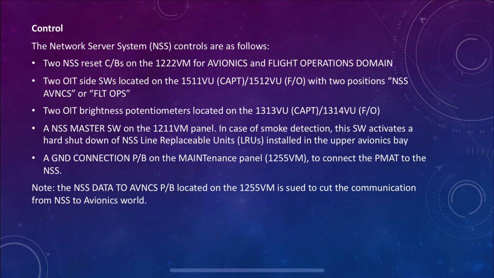In case of smoke detection, this switch activates a hard shutdown of NSS line replaceable units, LRUs, installed in the upper avionics bay. Then there is a GND connection push button on the maintenance panel 1255 VM to connect the PMAT to the NSS.